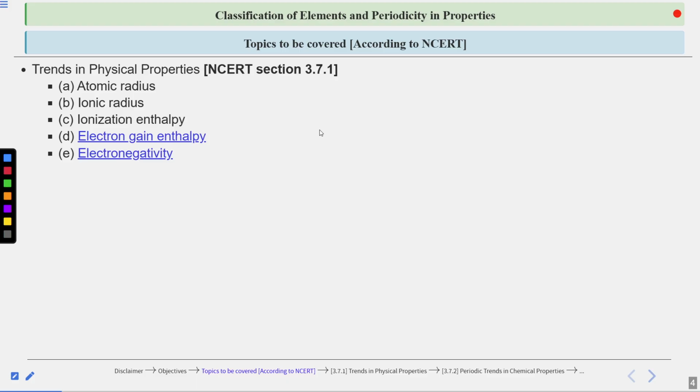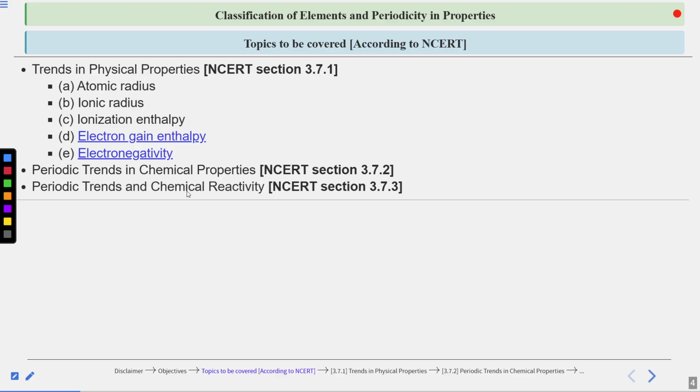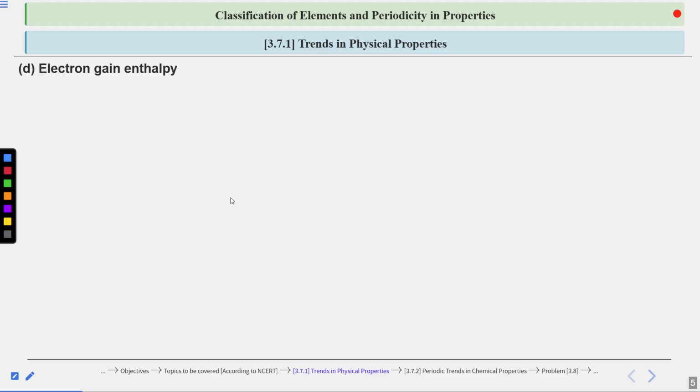In the physical properties, we will see trends about the electron gain enthalpy and the electronegativity. We have already seen the trend in the atomic radius, ionic radius, and the ionization enthalpy. Then we will move on to the periodic trends in the chemical properties. And lastly, we will try to relate the periodic trends with the chemical reactivity. So here is your first physical property which we will discuss today. It is electron gain enthalpy.